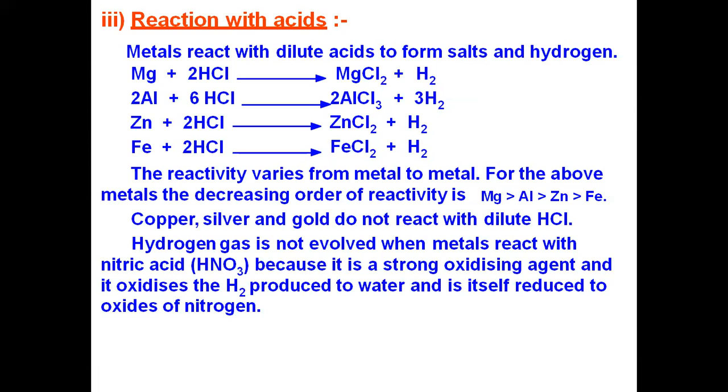Oxidizing agent means the substance which helps in oxidation and is itself reduced. So the metal does not combine with the nitric acid, because nitric acid oxidizes hydrogen into water, because oxidation means addition of oxygen, removal of hydrogen. So the addition of oxygen takes place when the metal is made to react with nitric acid because of the oxidizing nature of nitric acid. Any doubt?